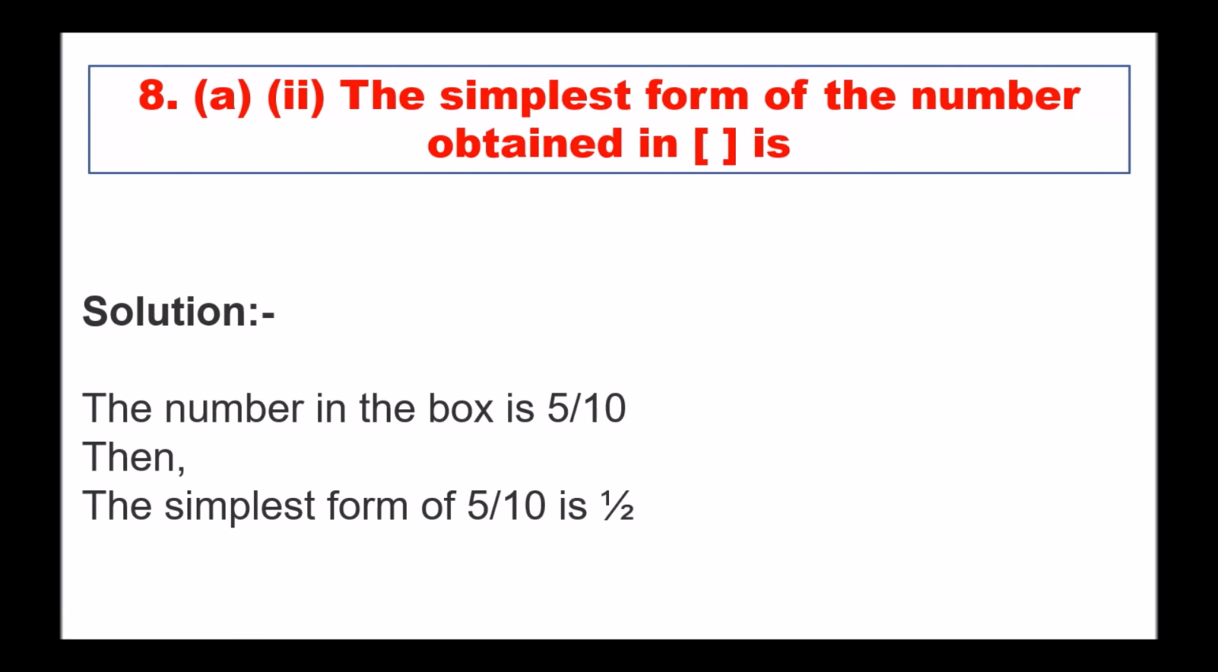The simplest form of the number obtained is, so 5 upon 10 is the number we have obtained. The simplest form is, we can cut 5 and 10. 5 ones are 5 and 5 twos are 10. So that is half, 1 upon 2.